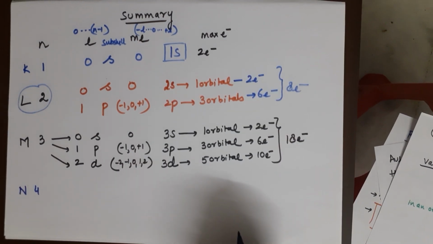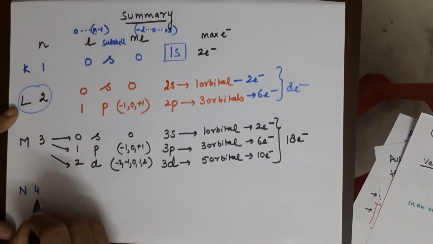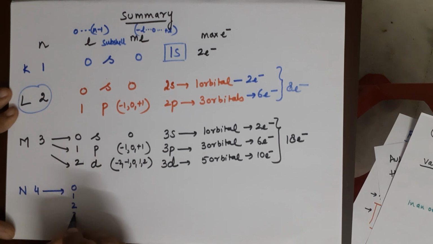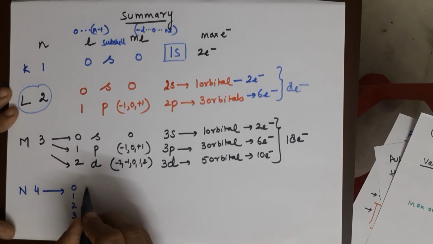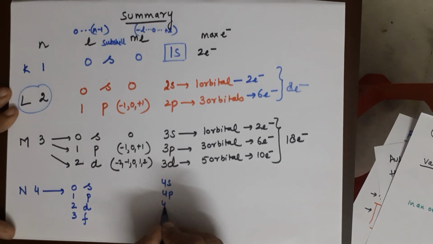Moving on to the last shell, that is the fourth shell as of now. If n is equal to 4, L can have what values? 0, 1, 2 and 3. These are the 4 values possible. So it could have an S, a P, a D, or an F. So in the fourth shell you have 4S, 4P, 4D as well as 4F.